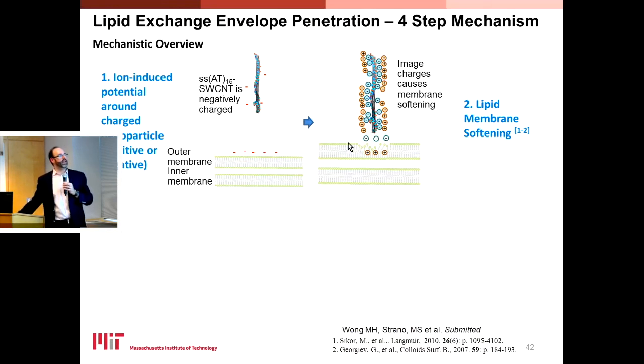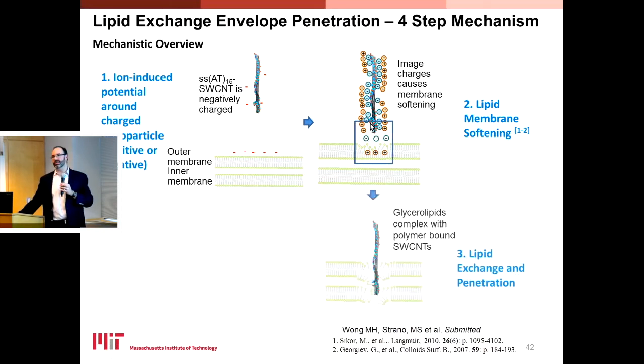If you increase the ionic strength around a lipid bilayer, you soften it. People have done mechanical studies with AFM. It's a very well-known effect. So the first thing that happens as this particle approaches is the ionic strength will soften the lipid bilayer. Its effect is very well known and very quantitative. I have mathematical equations for this.